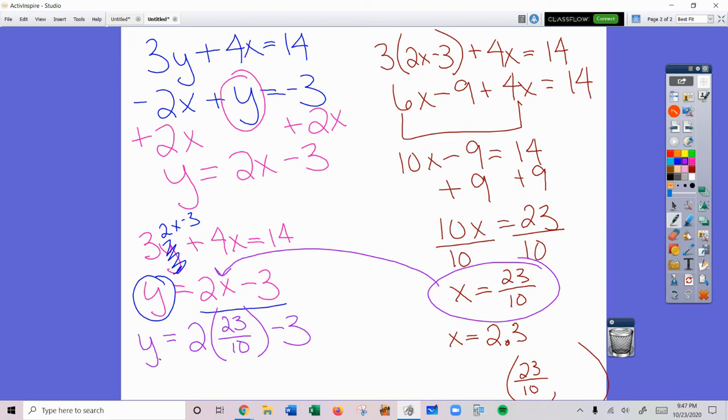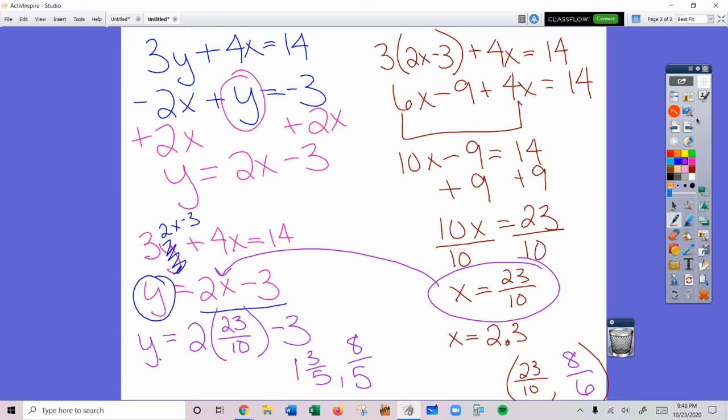Even if you say you hate the fractions, remember, we know how to type these in our calculator. So you could do 2 times and then do 23 over 10. Okay, and then subtract off the 3. It gives us 1 3/5. Okay, so we get 1 3/5, which would be the same thing as 8/5. Or, for you decimal lovers, 1.6. As long as you are not rounding, I do not care.